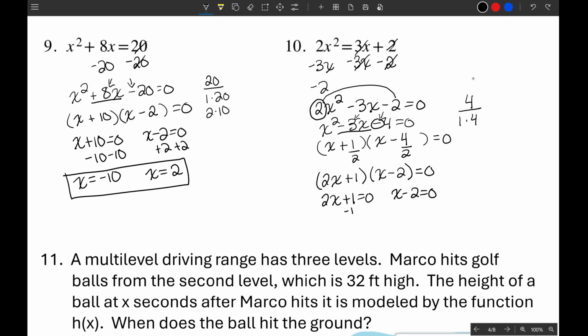So I subtract 1 and divide by 2. So one of my zeros is negative 1/2. The other I just have to add 2, so my other is 2.